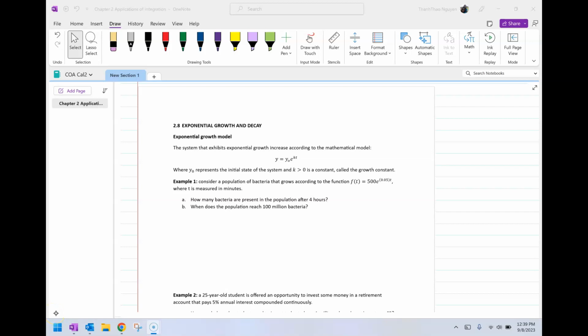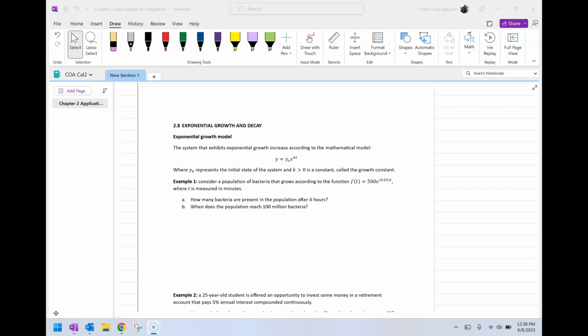Systems that exhibit exponential growth increase according to the mathematical model y equals y naught times e to the kt, where y naught represents the initial state of the system and k greater than 0 is a constant, also called a growth constant.